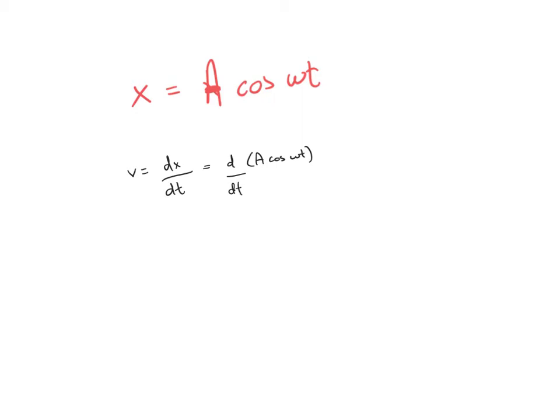Now, if you differentiate cos omega t with respect to time, this is a constant in front of it, so you have to multiply it out. If you've done, for example, d cos omega t dt, then that would be minus omega sine omega t. That's the differentiation of that expression. So that would be minus a omega sine omega t.